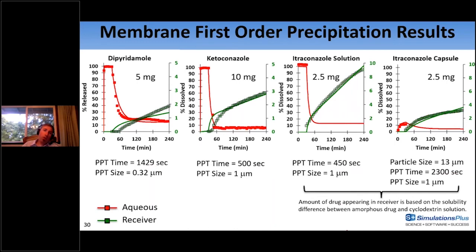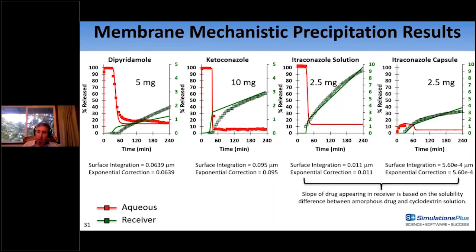And then also we did this for the mechanistic precipitation model, so the mechanistic nucleation and growth model. And here we're predicting surface integration values of 0.0639 for dipyridamole. I won't go through all of these. Just again, keep in mind that the itraconazole solution seems to be fairly rapidly precipitating, along with the ketoconazole in this case.